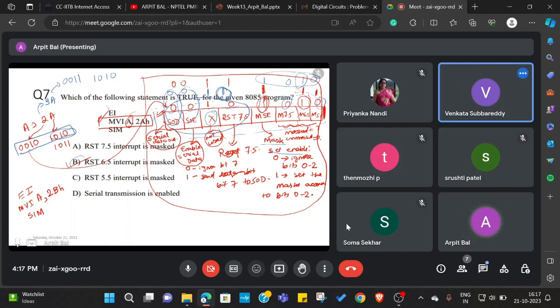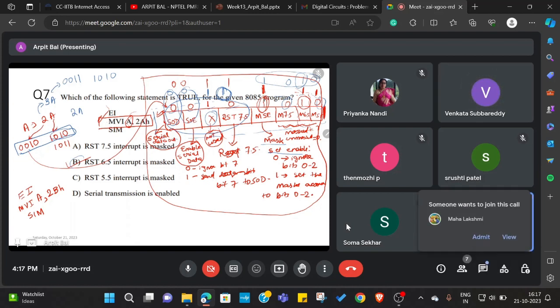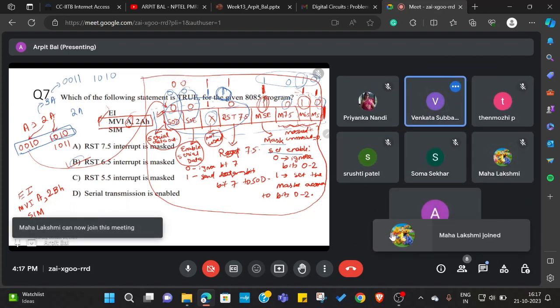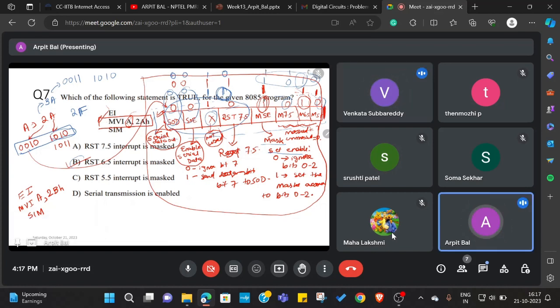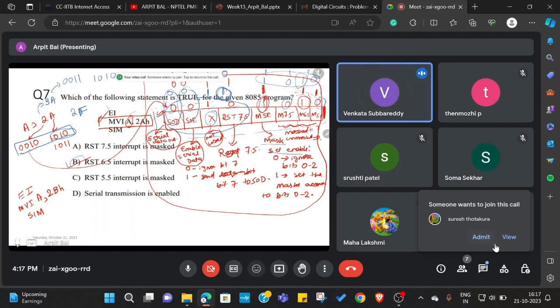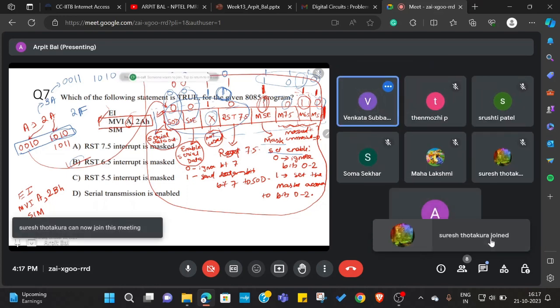Similarly, you can take another example. Let us say, instead of 2A, let us say 2F. What would have happened is this is 0 0 1 0, and then the rest are all 1. It means all of these would have been masked.